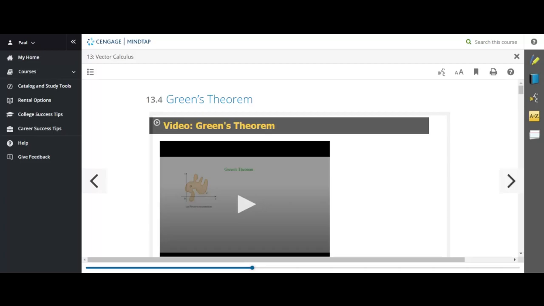I'll start the recording. We are now in section 13.4. We're continuing our study of vector calculus, and we're looking at Green's theorem. Now, what is Green's theorem?